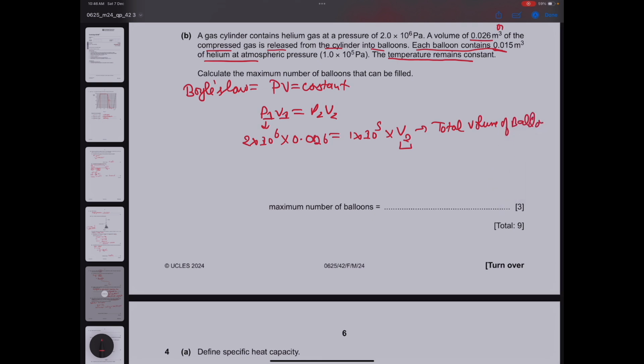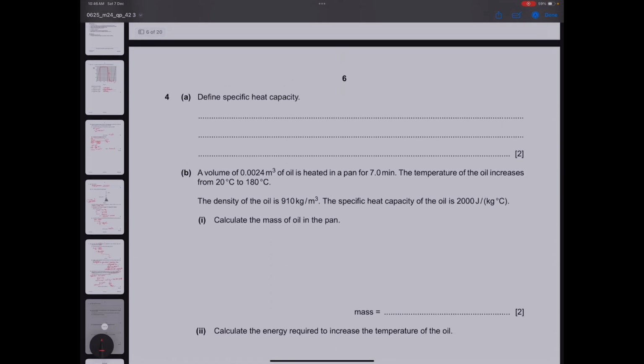Alright. Now you just substitute this, your V2 will come out to be 0.52 meter cube. Now just think about it. One balloon can occupy 0.015. How many balloons will occupy 0.52? It's basic maths. Divide. Your answer will come out to be nearly 34 balloons. This is the answer.